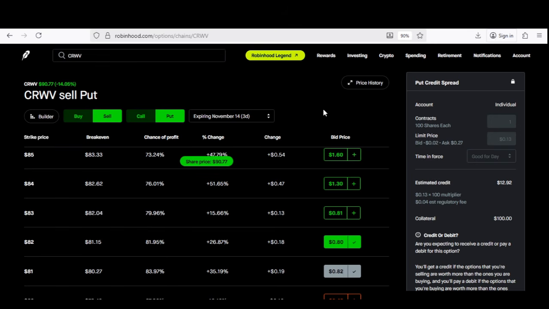Now, for those of you who do not know, the put credit spread is what's known as a bullish option strategy. So you only want to implement this option strategy if you are of the mindset that the stock is going to be going up, or it's just going to be trading sideways. Or if it does come down, it's not going to come down to the strike price that you chose.